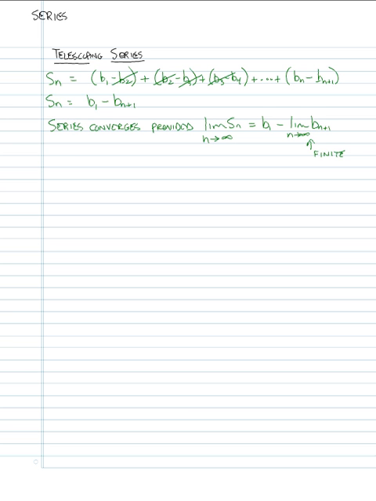That is, the telescoping series converges if and only if the limit of b sub n plus 1 as n approaches infinity is equal to a finite number.